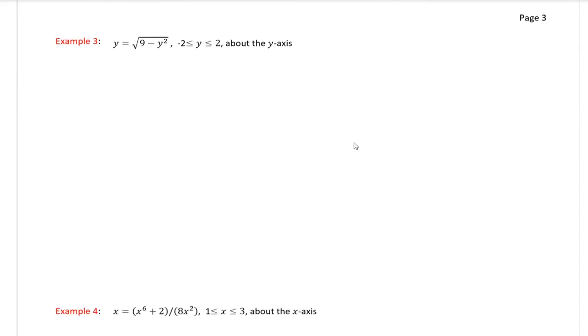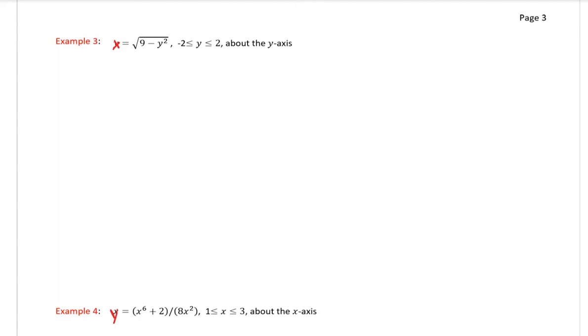So let's do another one. Hey, look, we have another root. So we have y equals the square root of 9 minus y squared. I'm also noticing that should say x equals 9 minus y squared. And that means the bottom one should say y. So x equals the square root of 9 minus y squared. Otherwise, that wouldn't really make sense.